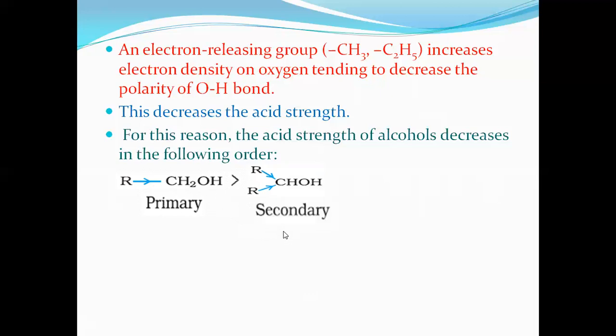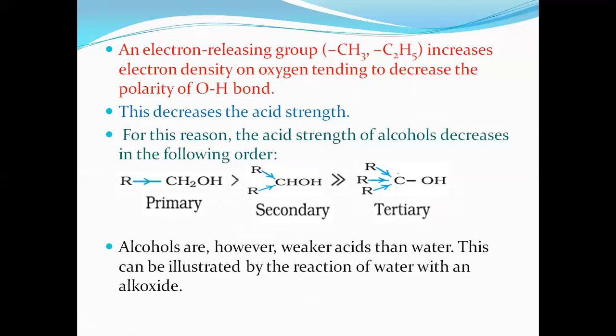Hence, primary alcohols are more acidic than secondary, and secondary are more acidic than tertiary. Because in tertiary there are three donors, in secondary there are two donors, and in primary only one donor. So based on the number of donors attached to OH, the acidic character of the alcohols also varies. Alcohols are, however, weaker acids than water. This can be illustrated by the reaction of water with an alkoxide, as explained earlier.